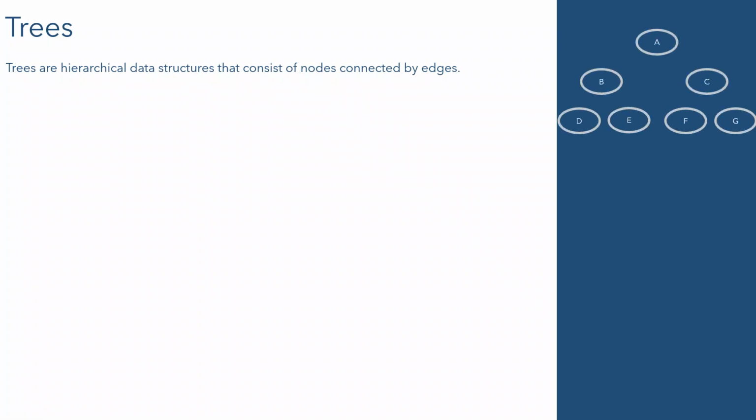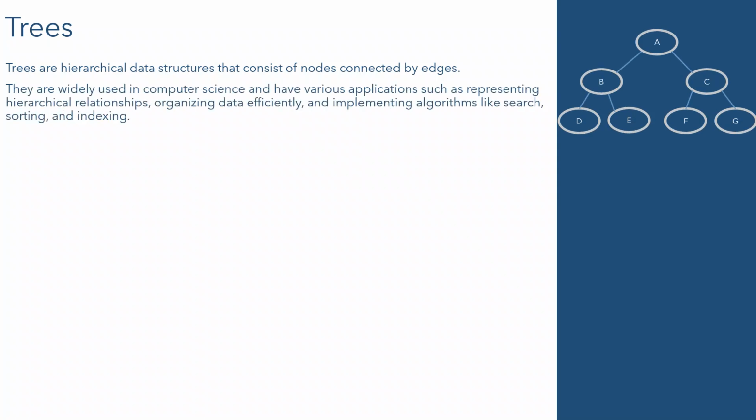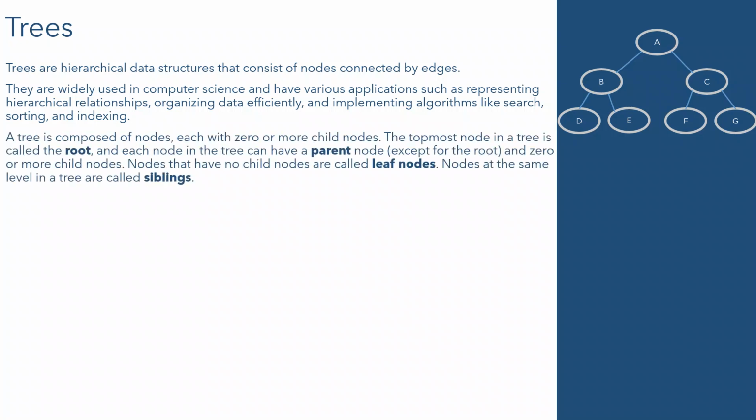Trees are a hierarchical data structure that consists of nodes connected by edges. For example, these are the nodes, connected by edges. This is what a tree is. It's very simple, and trees are widely used in computer science and have various applications, such as representing hierarchical relationships, organizing data efficiently, and implementing algorithms like search, sorting, and indexing.